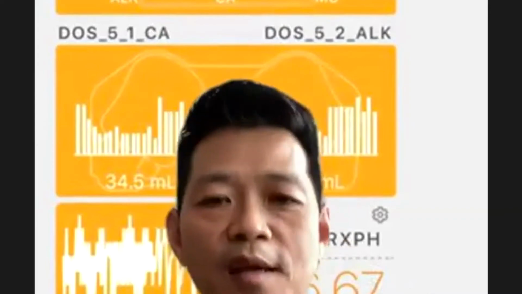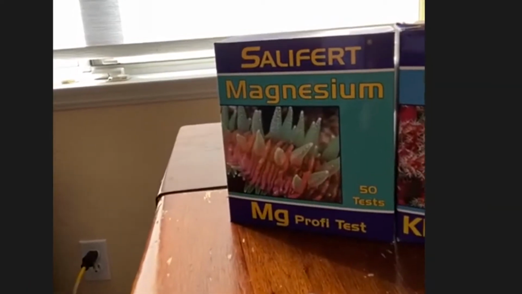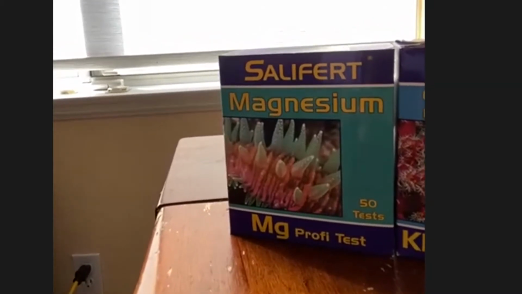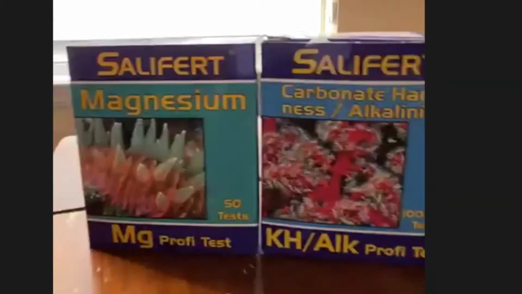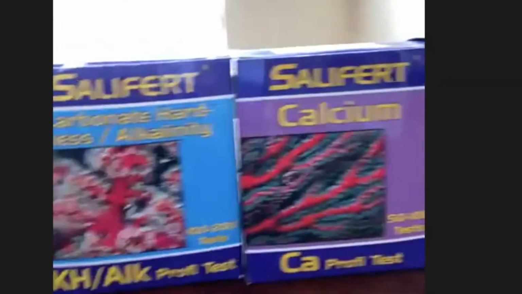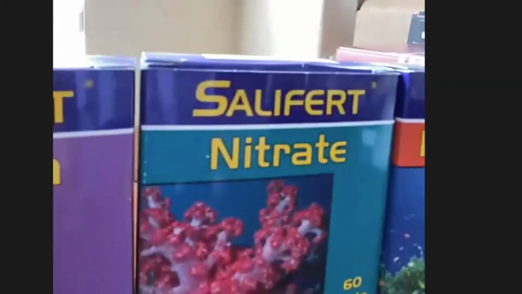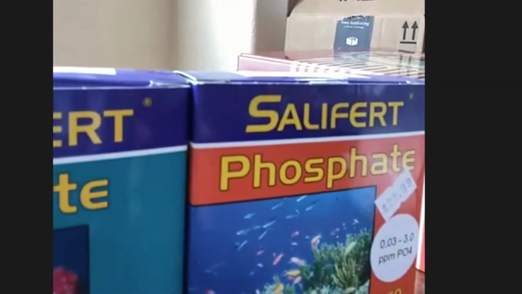Okay, so let me see if I can switch my camera. This is lined up in order of importance. When I check my parameters, we have magnesium first, then alkalinity, calcium, nitrate, and then phosphate. Those are actually the most important parameters.